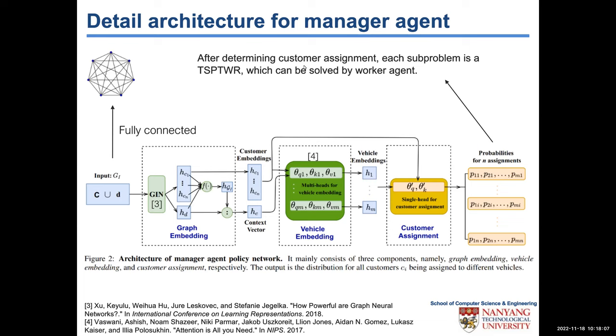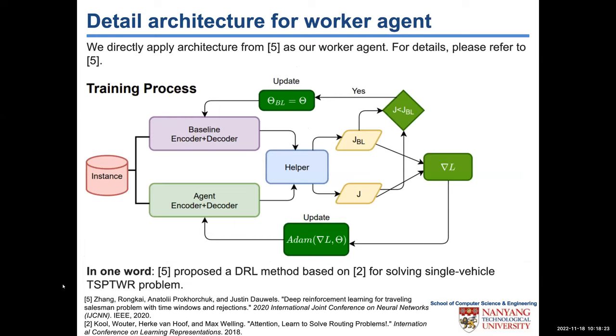So after determining the customer assignment, each subproblem is a TSPTWR, which is a traveling salesman problem with time window and rejection, which can be solved by the worker agent as proposed in our framework. For the worker agent, we directly apply an architecture from this publication, and I want to omit the details because they use some complex design and refinement in their work. So I will not dive too much into this work. If you are interested, I highly recommend you refer to this publication for details. In one word, this work proposed a DRL method based on attention to solve routing problems. So for solving a single-salesman TSP with time window and rejection problem, we basically rely on this for our worker agent.